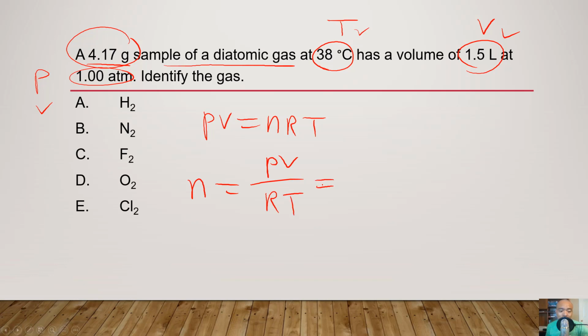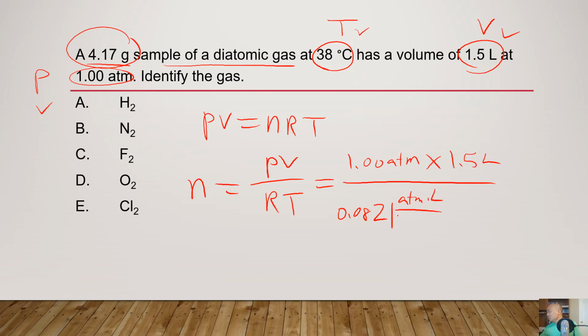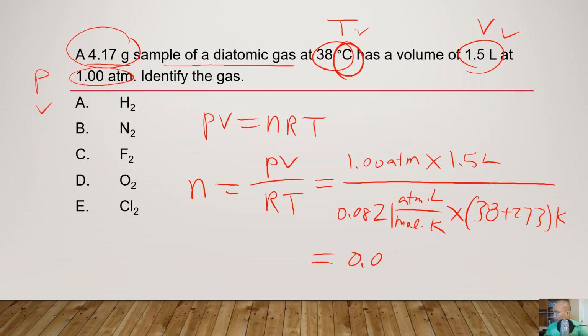Please remember, all units must be correct so you can get the correct answer. P must be in atm, and it's 1.00 atm. It's already the correct unit. V is in liter already. R is 0.082 atm liter per mole per K. And the temperature over here is in Celsius degree. You must convert it to Kelvin scale. So that would be 38 plus 273 Kelvin. So let's find out what the answer is. The number of moles is 0.0587.